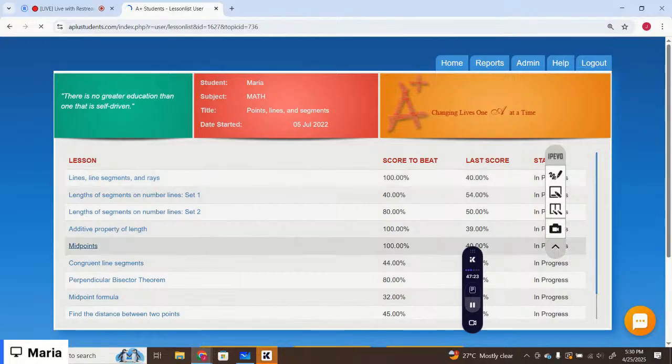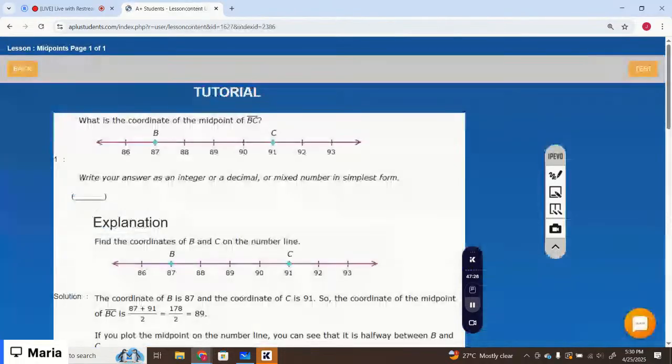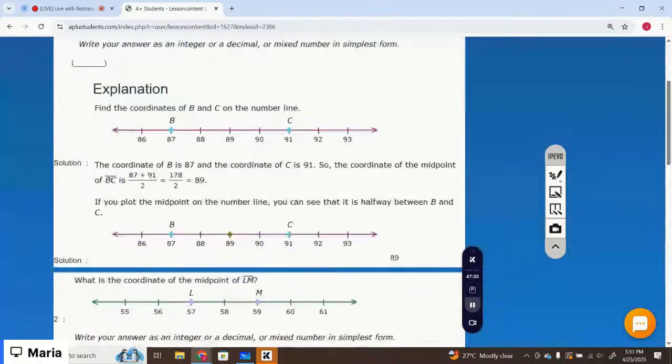That is midpoints. What is the coordinate of midpoint of BC? The coordinates of B and C on the number line are 87 and 91. So for the midpoint, you need to add them and divide by 2. So 87 plus 91 divided by 2 equals 89. So 89 is the midpoint of 87 and 91.